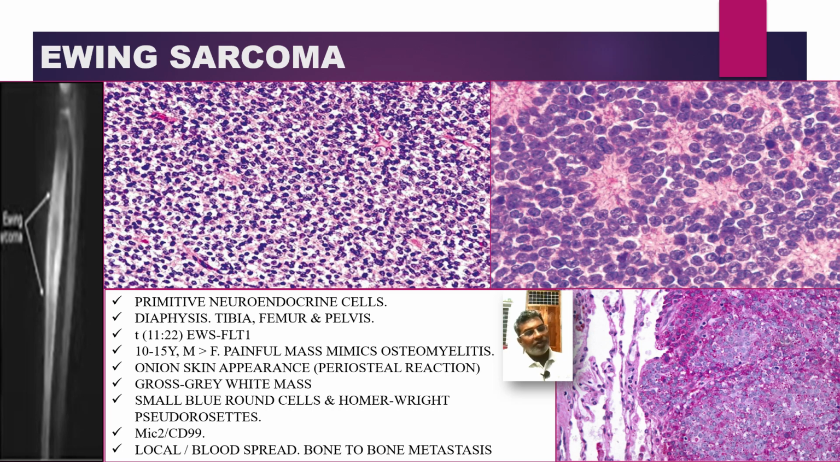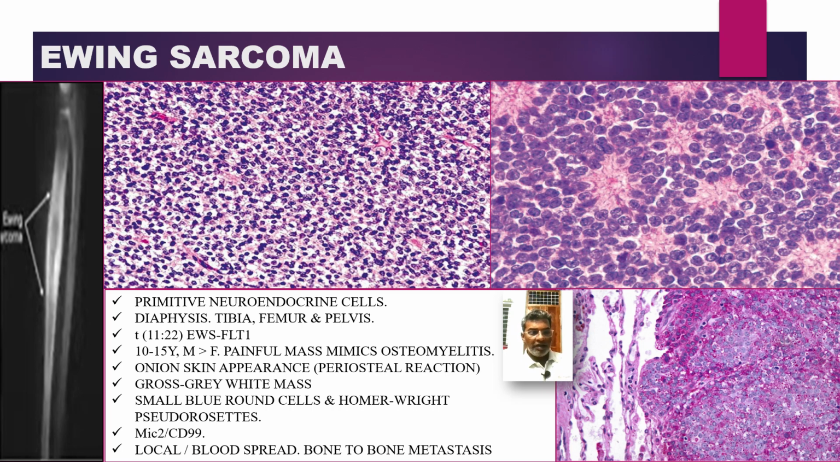Malignant bone tumor of unknown origin: primitive neuroectodermal cells are seen in Ewing sarcoma. This comes under small round cell tumors, and most commonly Ewing sarcoma is seen in the diaphysis region, tibia, femur and pelvis. There will be a translocation of 11;22. EWS is present on 22 and FLI1 is present on 11. So EWS-FLI1 changes will result in Ewing sarcoma.